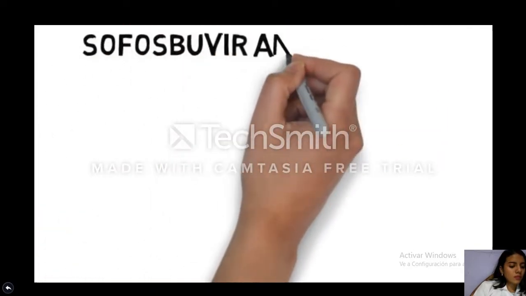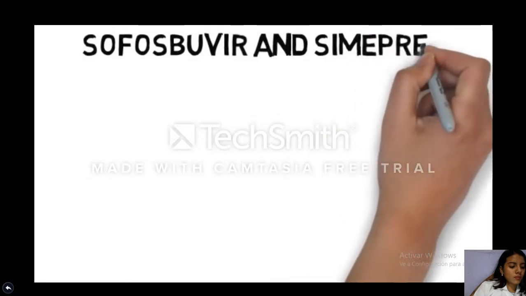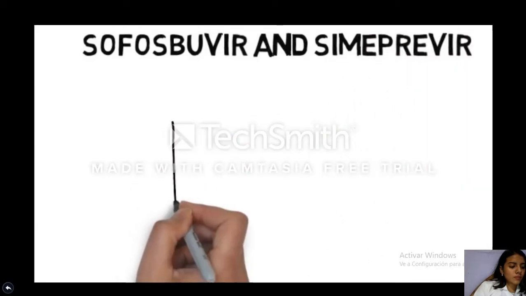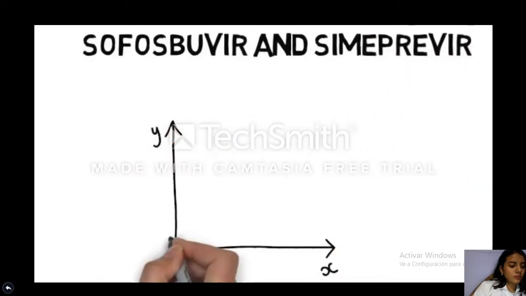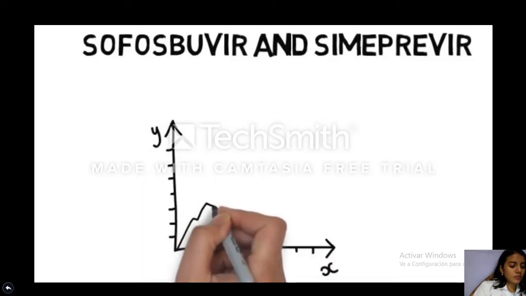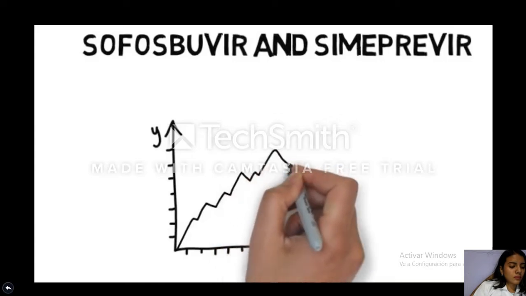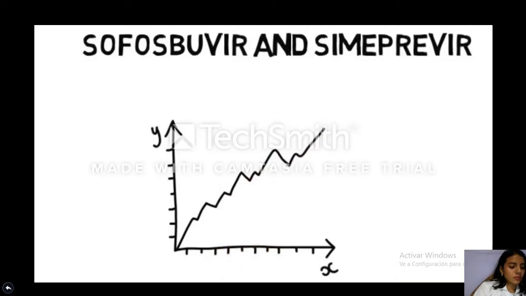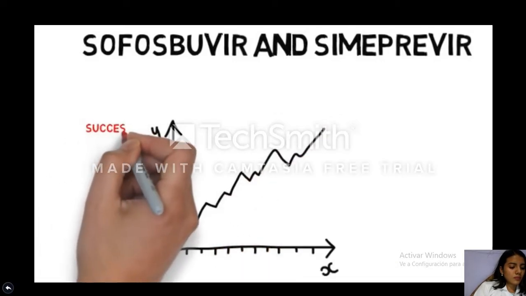The 2 new drugs are Sofosbuvir and Velpatasvir, and they have recently been approved for use, and the success rate is absolutely staggering. These new drugs can attain an 80 to 90% cure rate in a wide range of patients with hepatitis C.